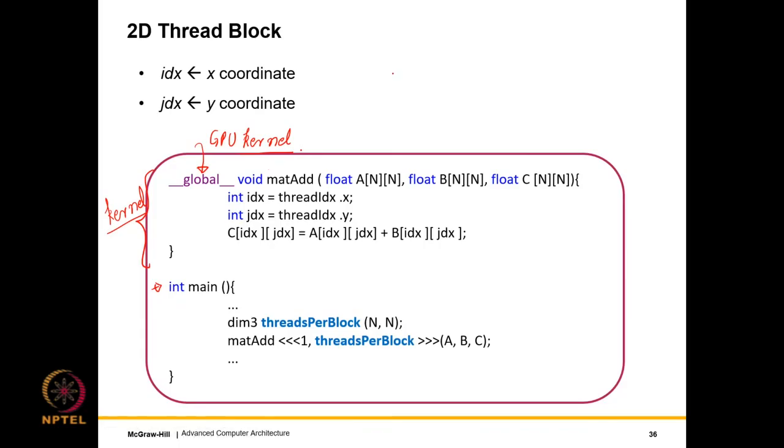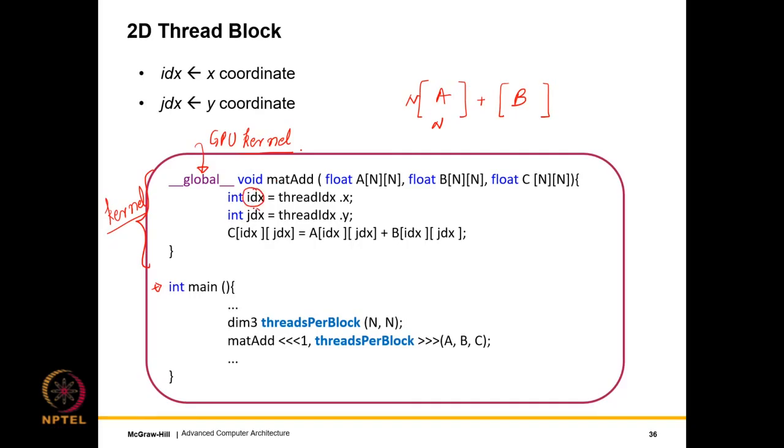Then we have matrix addition. In this case, we want to take two 2D matrices and add them. Let's say we want to add matrix A and matrix B and produce matrix C. Since we are arranging the threads in a 2D block, and for the sake of simplicity, let us assume that there are n cross n threads. The size of the thread block is n cross n, and the size of the matrix is also n cross n. Well, then there is no problem.